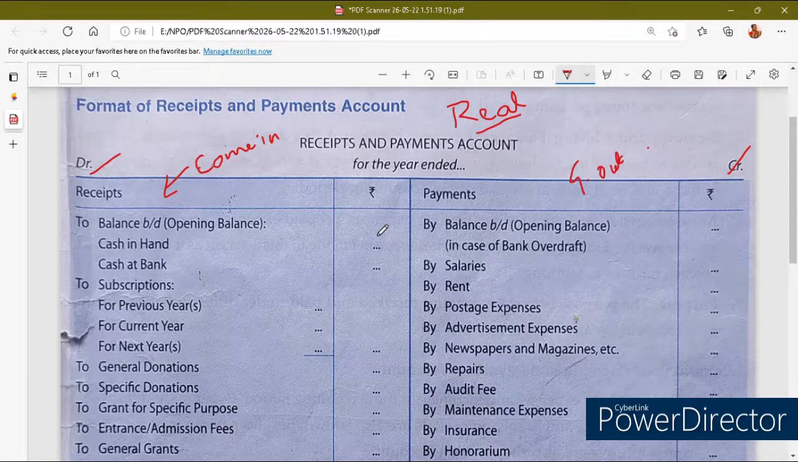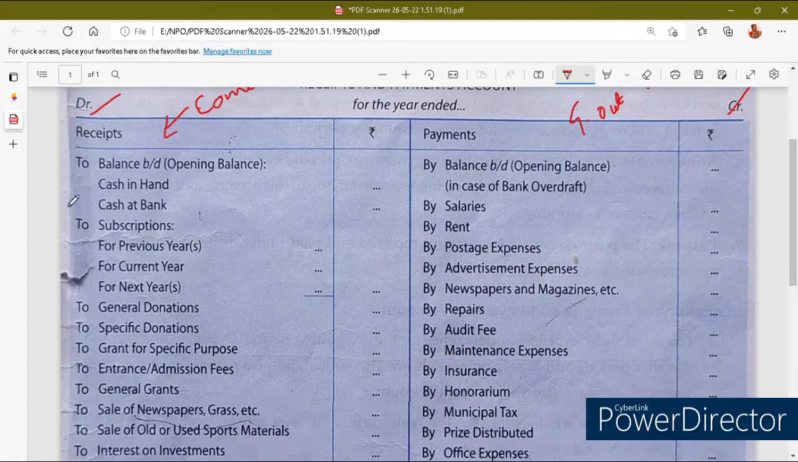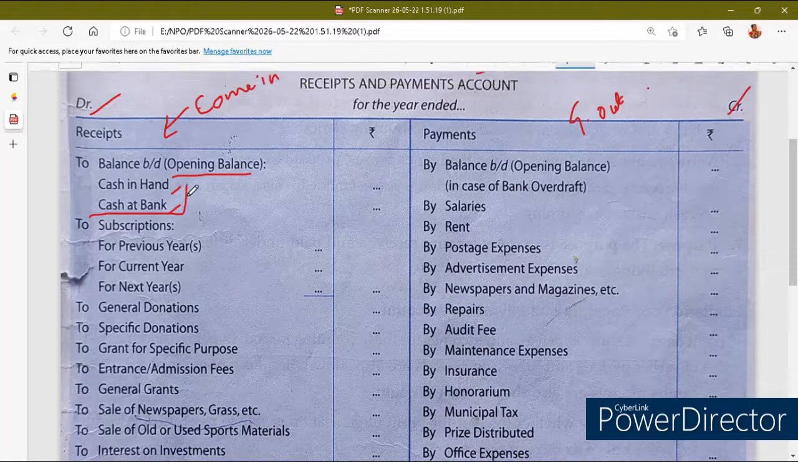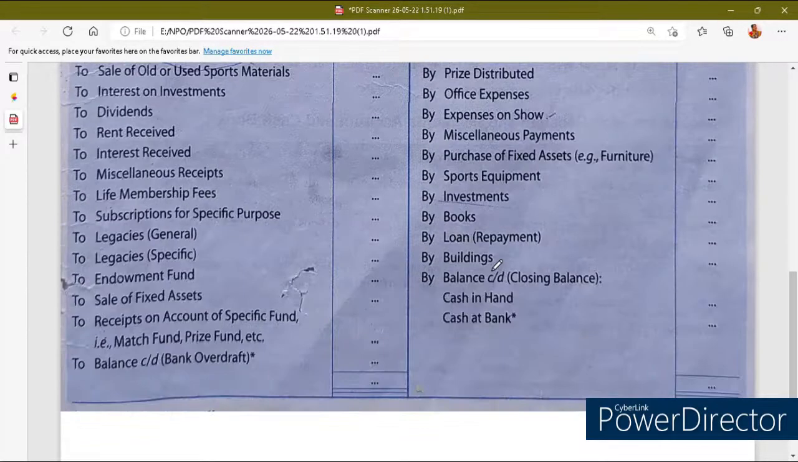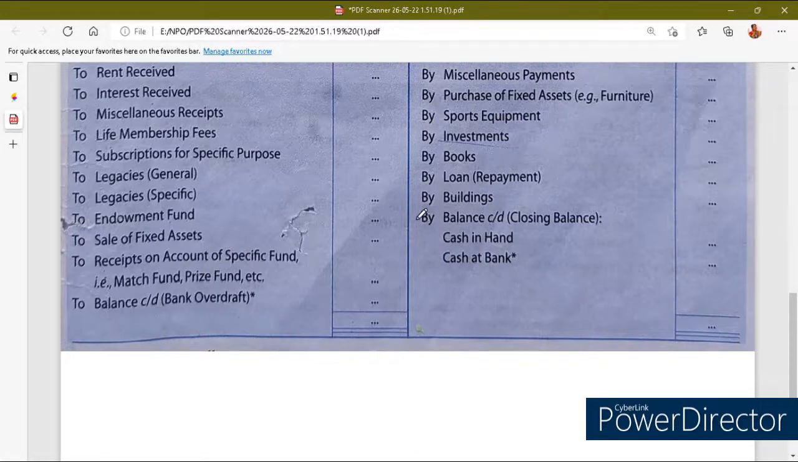Each and every single item we are going to discuss in detail. First one is, it begins with opening balance. Opening balance may be in the form of cash in hand and cash at bank. If it begins with cash in hand and cash at bank as the opening balance on the debit side of the receipts and payments account, definitely it will end with closing balance of cash in hand and cash at bank.